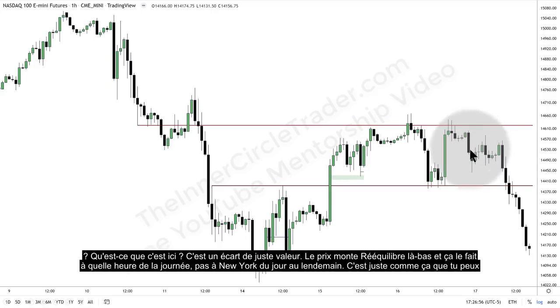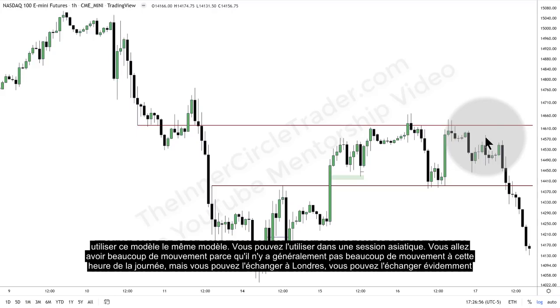What is this? What's this right here? It's a fair value gap. Price goes up, rebalances that there. And it's doing it, what time of day? Not New York. It's overnight. European London session. That's just how you can use that model.